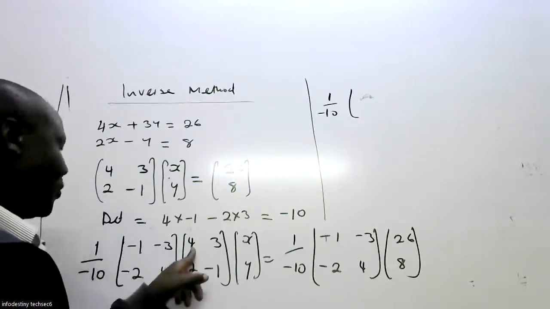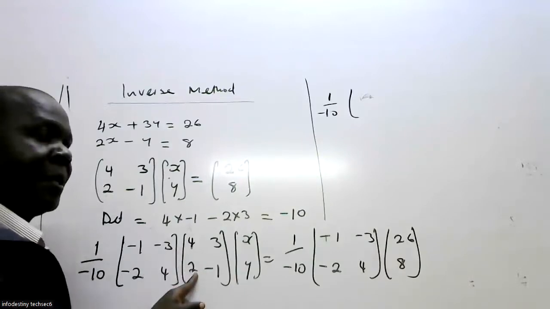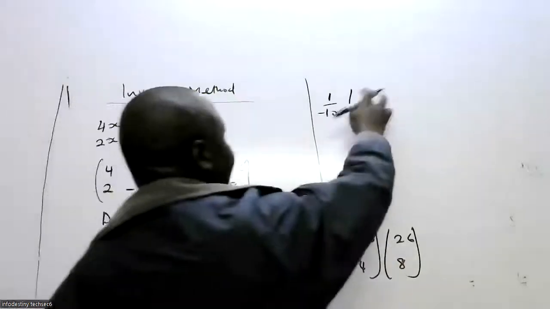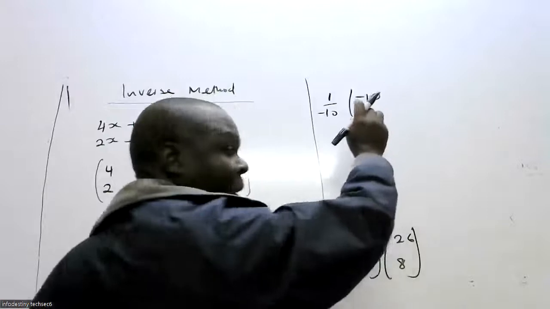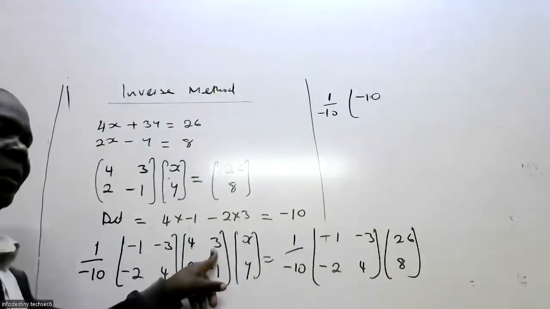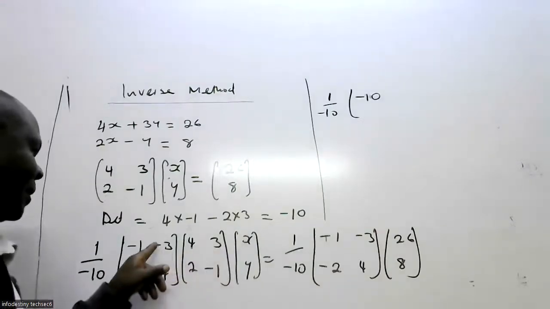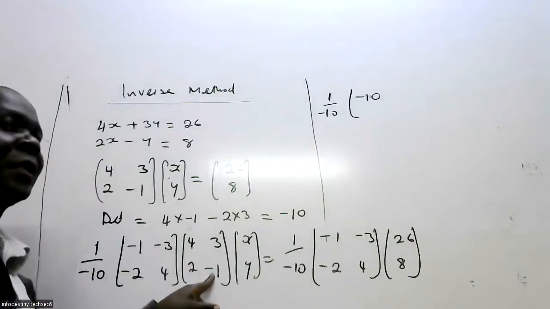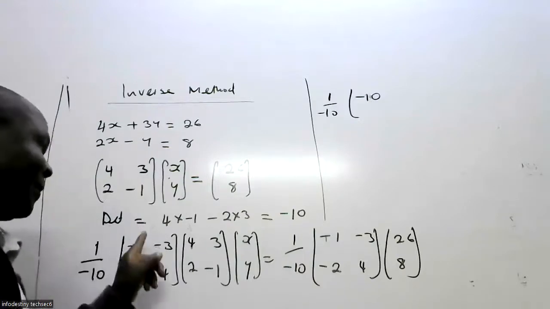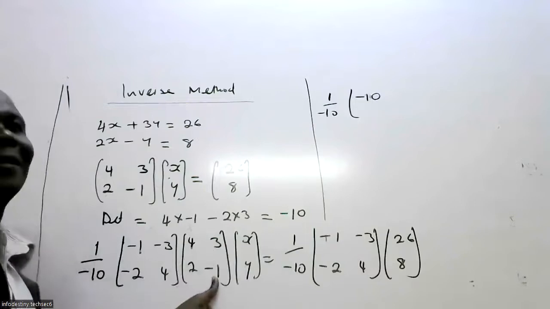This times this was how? Negative 4. This times this? Negative 6. So negative 4, negative 10. This times this, negative, plus this times this. It's going to give us? Okay. This times this, negative 3, plus this times this, 0.